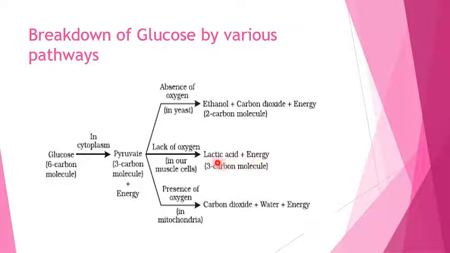So in this flowchart you can see there are three various pathways by which the oxidation of food takes place, but the common step is glycolysis, where glucose is first converted into pyruvate. Then it enters the mitochondria in the presence of oxygen, and in yeast and bacteria in the absence of oxygen, and in muscle during the lack of oxygen.